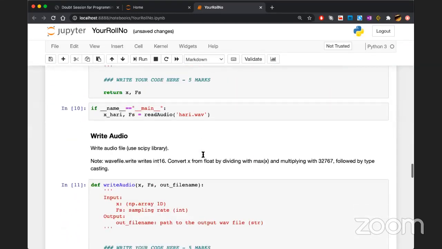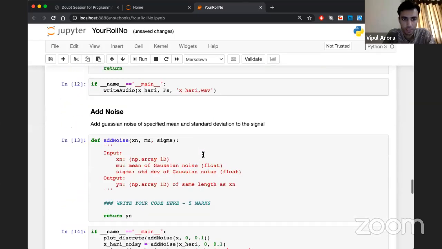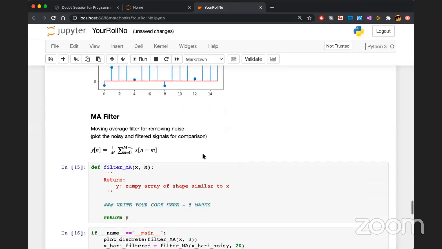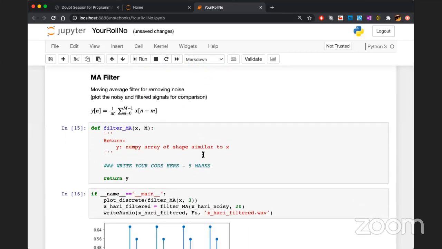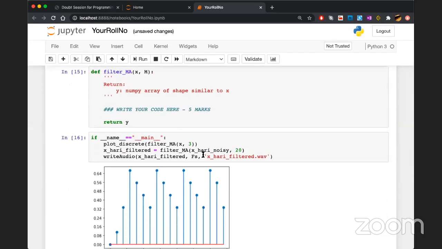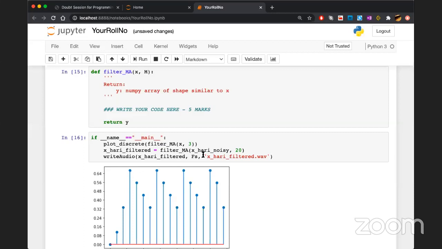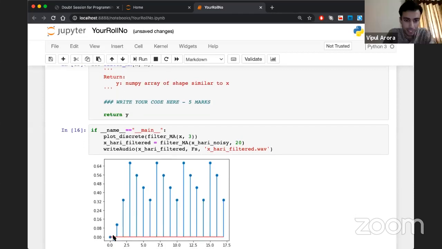There's one more question, sir, that I wanted to ask. In the question of MA filter, I came to know about the term transient. The output that you gave is with transient. So do we have to consider transient, or do we have to remove that? Transient means, you mean at the corners, right? This corner and this corner. Yes.